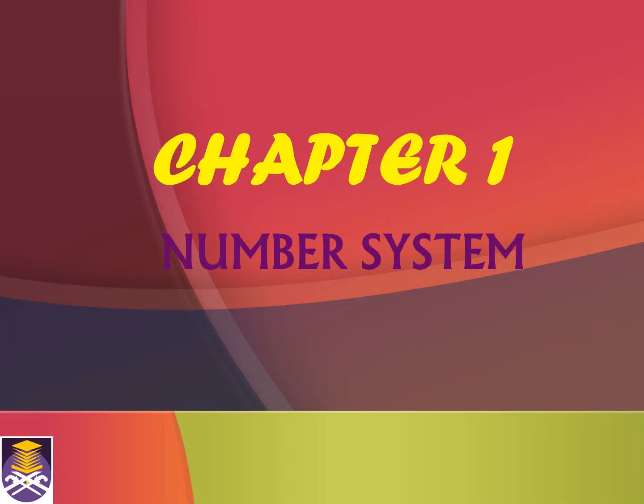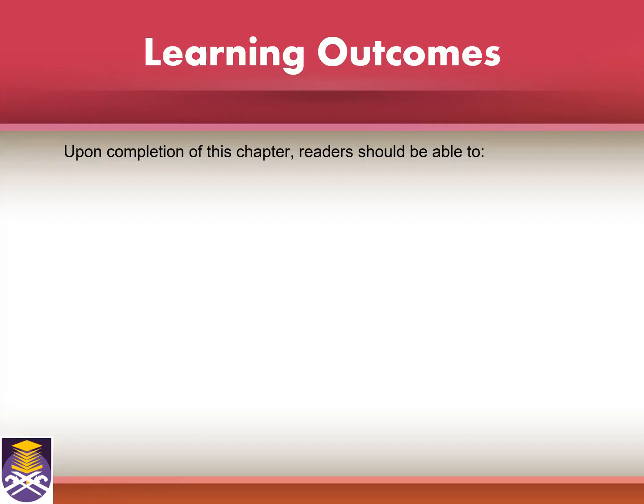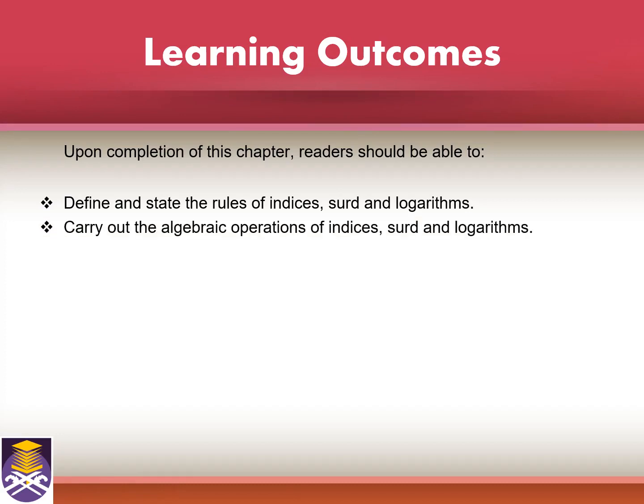Chapter 1 Number System. Upon completion of this chapter, readers should be able to define and state the rules of indices, surd, and logarithms, carry out the algebraic operations of indices, surd, and logarithms, and solve equations involving indices, surd, and logarithm.